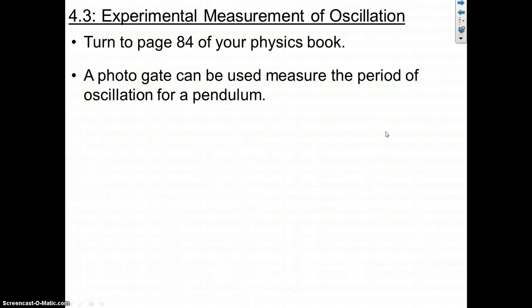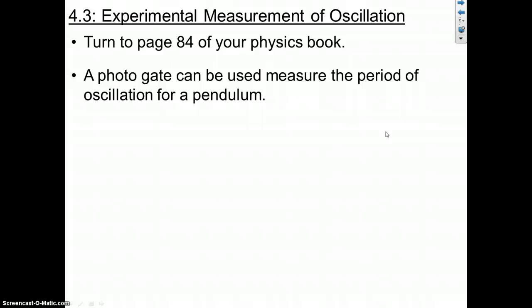The way you set it up is so that it's shaped like a U, right? And the bridge of the photo gate is sitting on the ground like you see in your book, and you hang a pendulum down and you pull it away, but you arrange the pendulum so that the 0 position causes the bob of the pendulum to be breaking the laser beam of the photo gate.